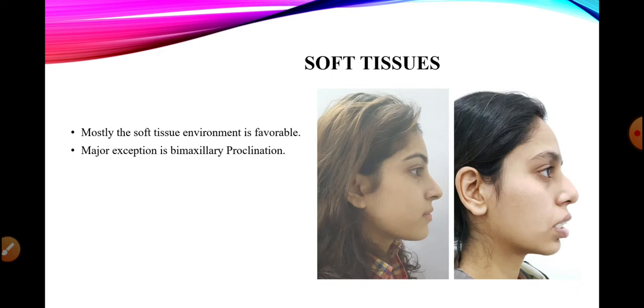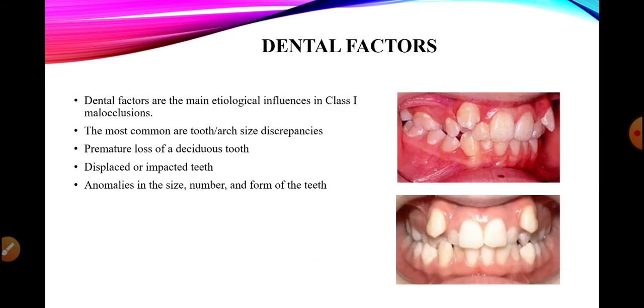In cases of bimaxillary proclination, I'll be discussing them in detail with you. So soft tissue majorly is not an etiological factor. The exception to this is bimaxillary proclination. Now coming to the third etiological factor, that is the dental factor. Dental factors are the main etiological influences in class 1 malocclusion. So majorly, the factors involved in cases of class 1 malocclusion are the dental factors.